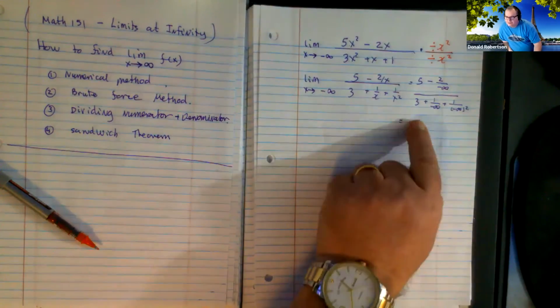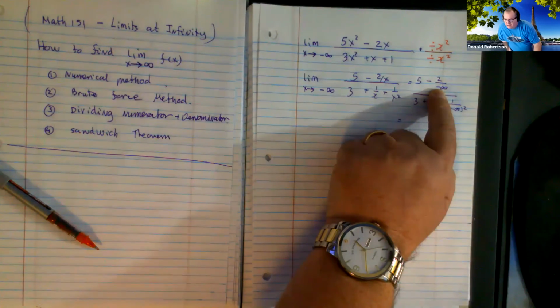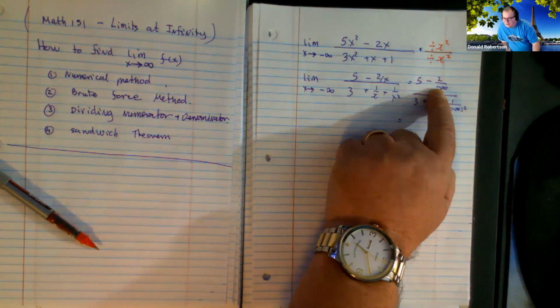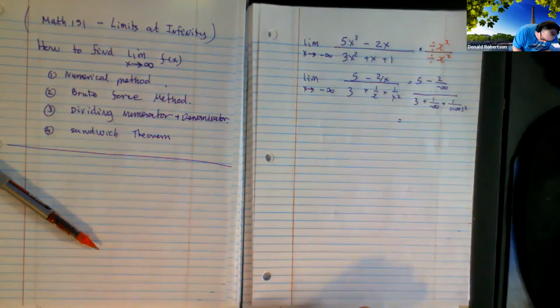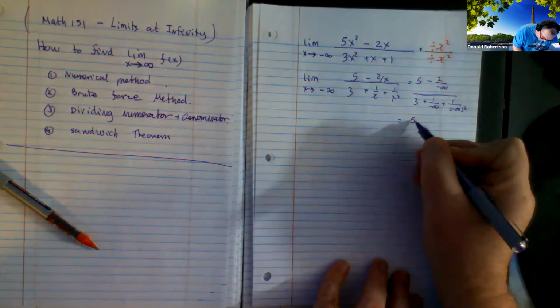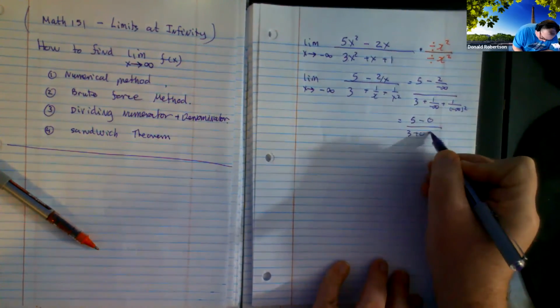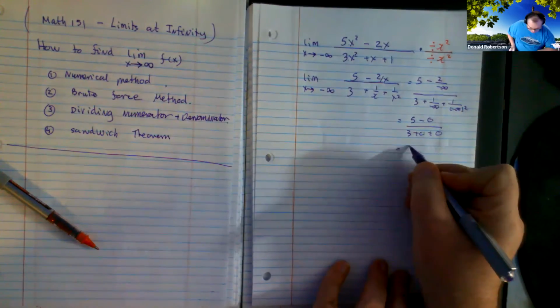2 over infinity is 0. 2 over negative infinity is still 0. If you want to call it negative 0, go ahead, but what's the point? Would you agree negative 0 is still 0, right? 0 kind of destroys the sign or something. So what I've got here is 5 take away nothing on the top, 3 add nothing on the bottom, and the answer is 5/3.